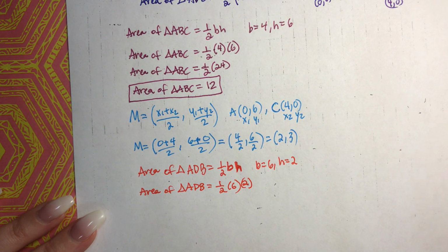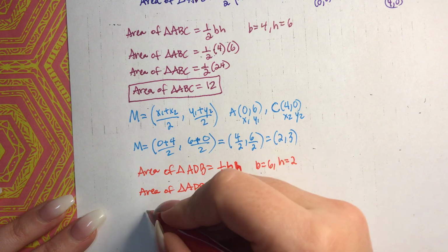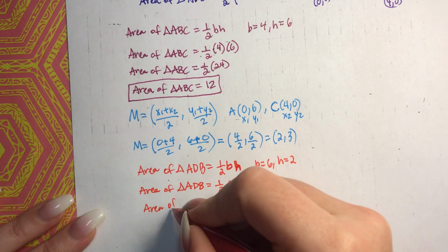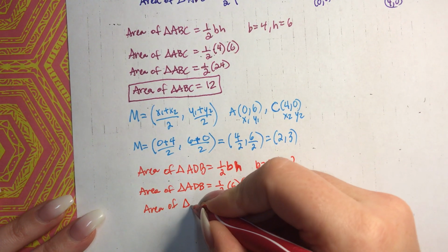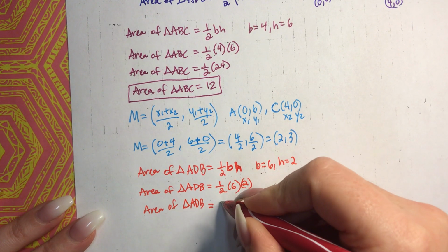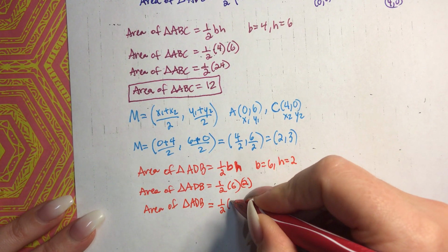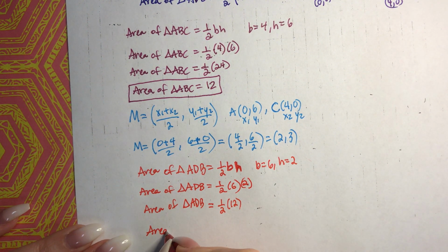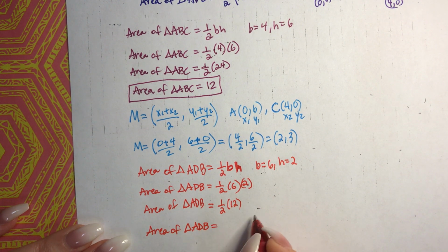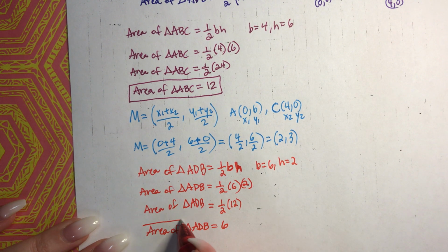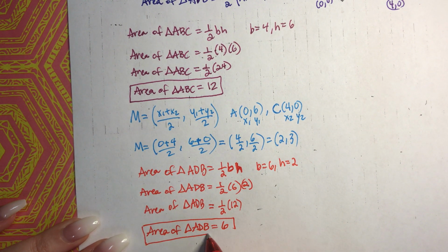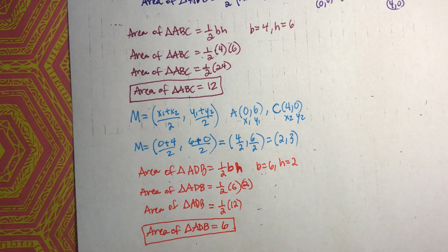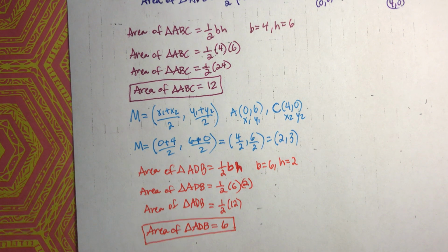Then I'm just going to simplify. So we got the area of triangle ADB is equal to 1/2 times 6 times 2, which is 12. And then finally, the area of triangle ADB is equal to 1/2 of 12, which would be 6. Okay, perfect.